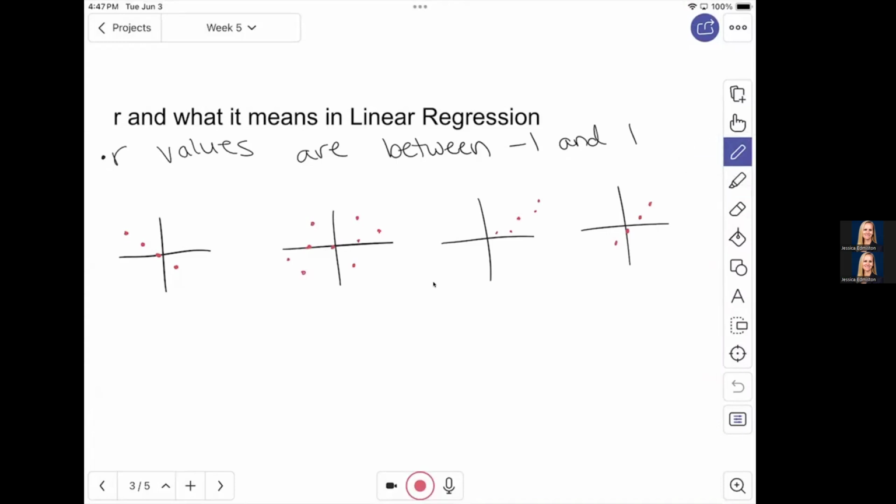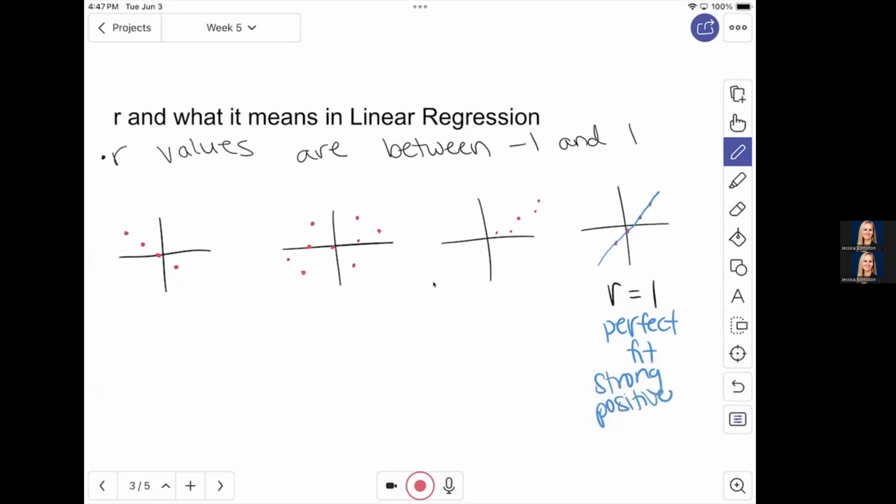The closer it is to, let's say, +1, that just means that it would be considered a positive, in this case, perfect linear relation. So if it's exactly a 1, that means that it's perfect. That would be basically like a perfect fit. And we would also say that it is strong and positive.